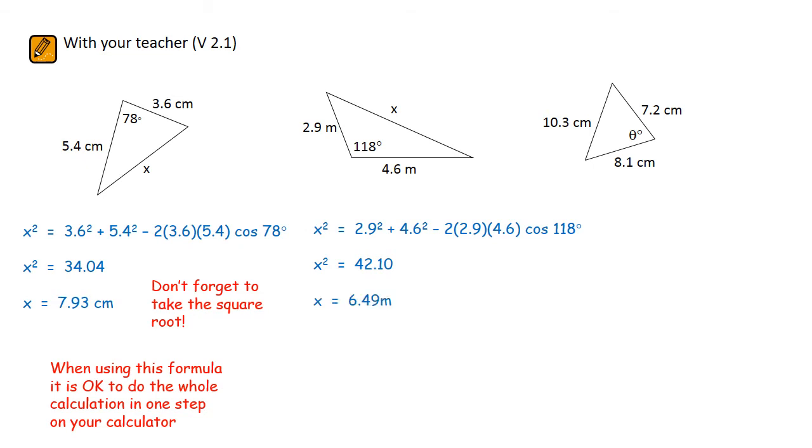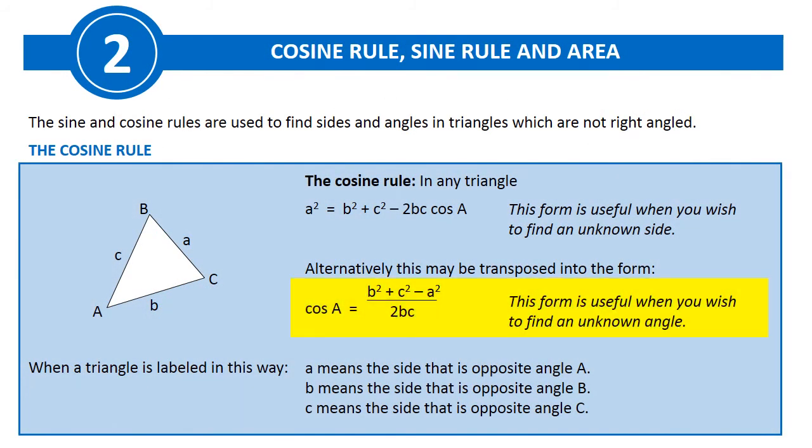Now let's return to the other form of the cosine rule, which is useful when you wish to find out an unknown angle. For this, you need to know all three of the sides. And take a look at the formula. Look at the numerator in particular. We've got b squared plus c squared minus a squared. In this formula, b and c are the two sides which form the angle which you're trying to find. And a is the side which is furthest away or opposite the angle that you are trying to find.